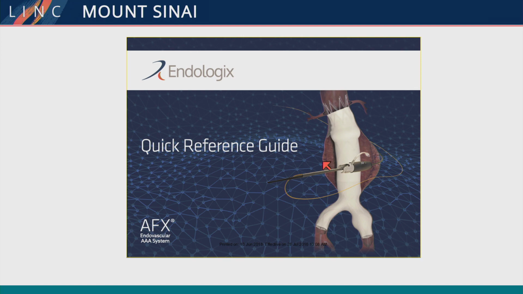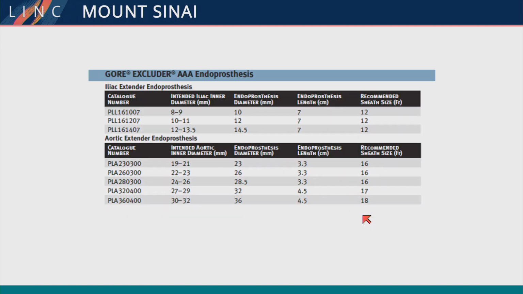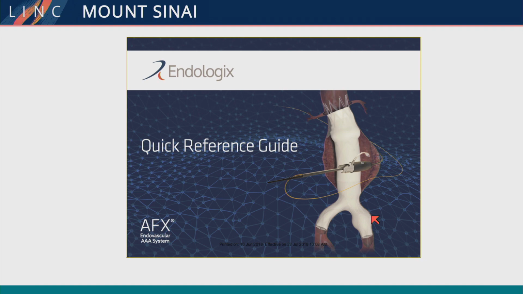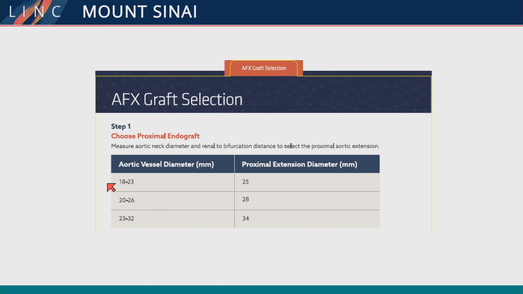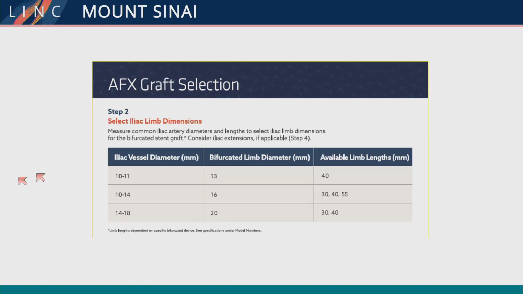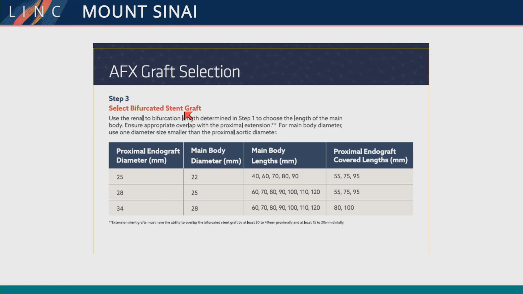The Endologix device is different than the three previous devices described, in that it's a device that sits on the aortic bifurcation, and it's built slightly different in terms of how you select. For the contralateral limb, you can generally use just a 7 French sheath, and a 16 French sheath on the ipsilateral side. First step, pick your proximal endograft size and length. And then you're going to pick your iliac limb, and then you're going to pick your bifurcated stent graft.